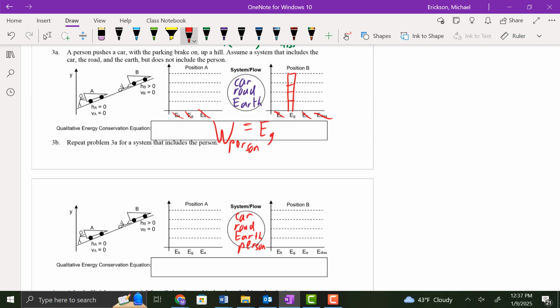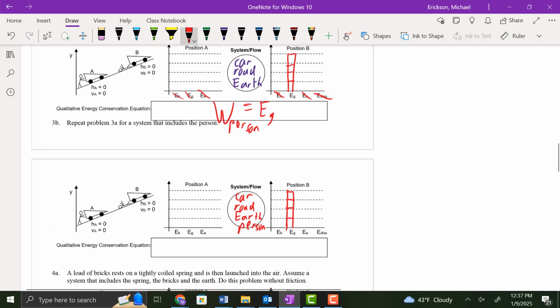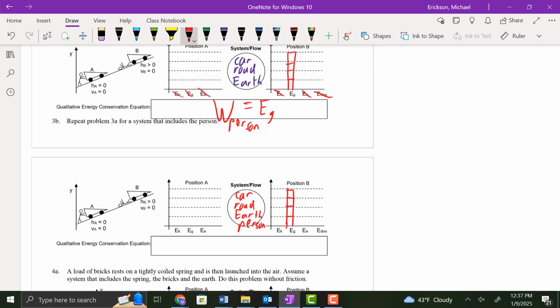It's the exact same scenarios, just this time we're including the person in here. So position B should be the same, but how do we include the person? Now, some people might try to get tricky. There's still no EK, no EG, but hey, maybe a person's elastic, maybe there's something like that. Without getting too cute about it, I think we should just call it energy from the person, or sometimes you could call it other energy.